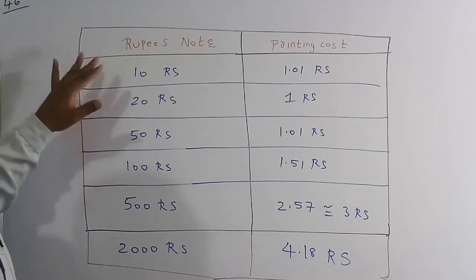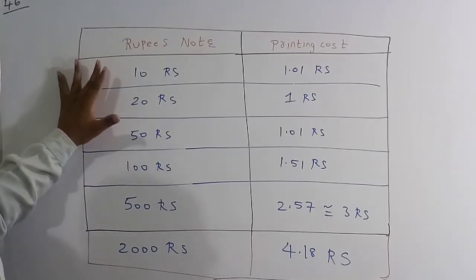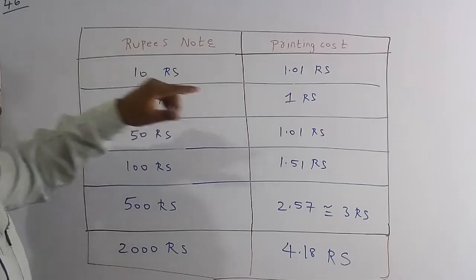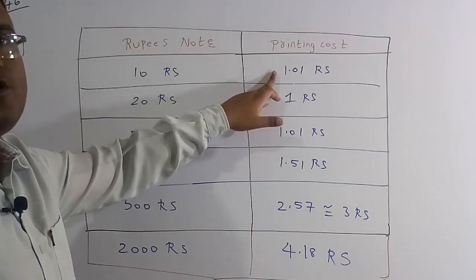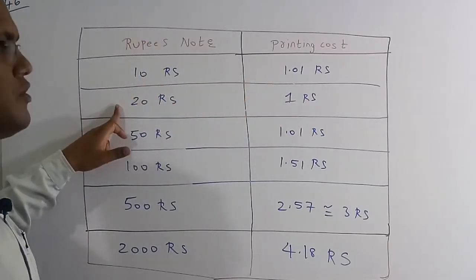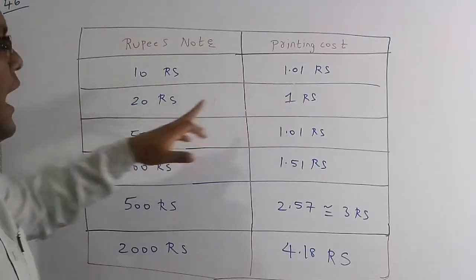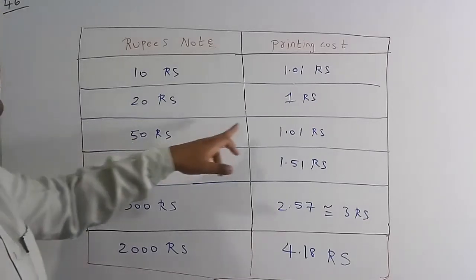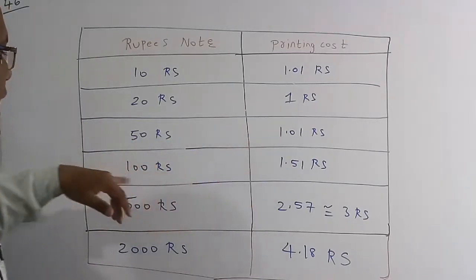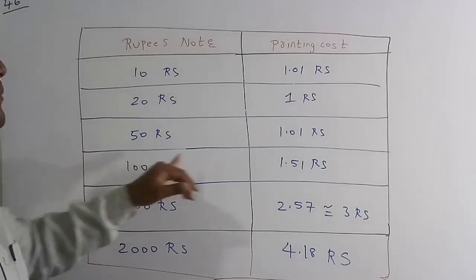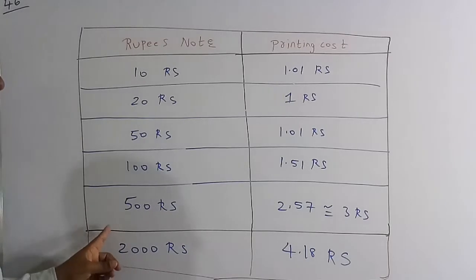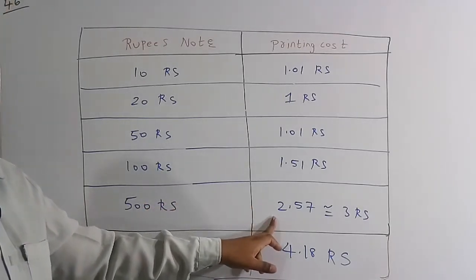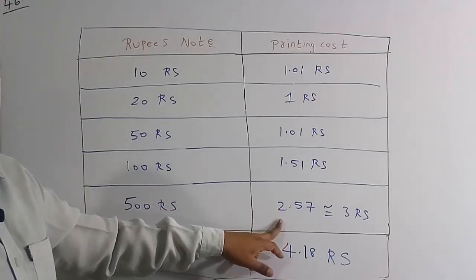So let's solve this numerical. Now we'll discuss some of the important facts of the different types of rupee notes which are available in India and the printing cost. For one 10 rupees note, the printing cost is 1.01 rupees, for a 20 rupees note the printing cost is 1 rupee, and for a 50 rupees note the printing cost is 1.01 rupees. To print a 100 rupees note, the printing cost is 1.51 rupees, and to print a 500 rupees note, the printing cost is 2.57. But this 2.57 option is not present in the question.